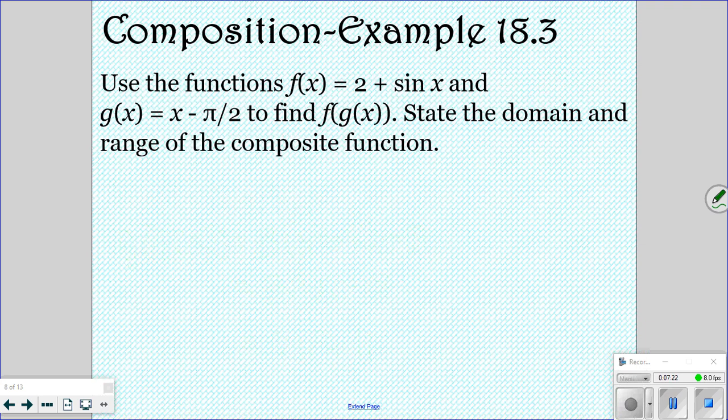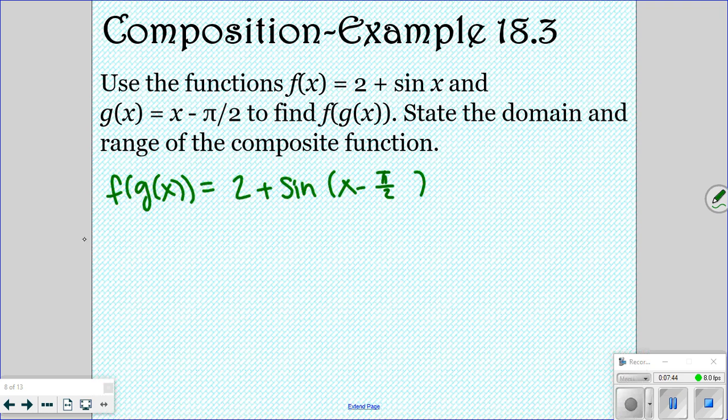Okay, now we're going to look at this one. It wants us to find f of g of x. So f of g of x, we're going to plug g into f. So f says 2 plus sine of x. So instead of x, we're going to put x minus pi over 2. And so that's your composite function.